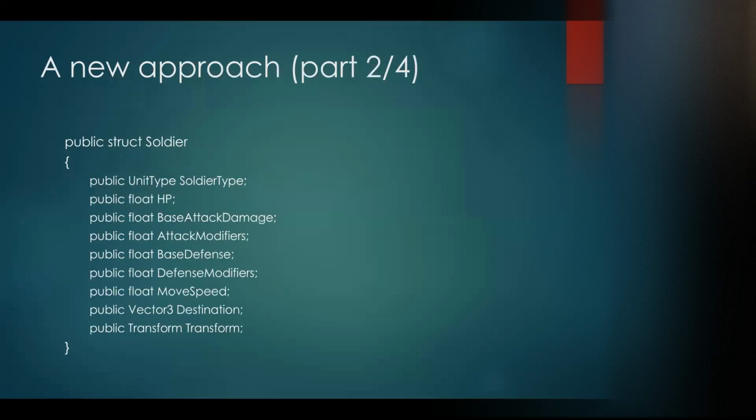So knowing this, we can rewrite our soldier to be a plain old struct and get rid of the MonoBehaviour, get rid of the class, get rid of all the getters and setters, so we avoid those 420 function calls.